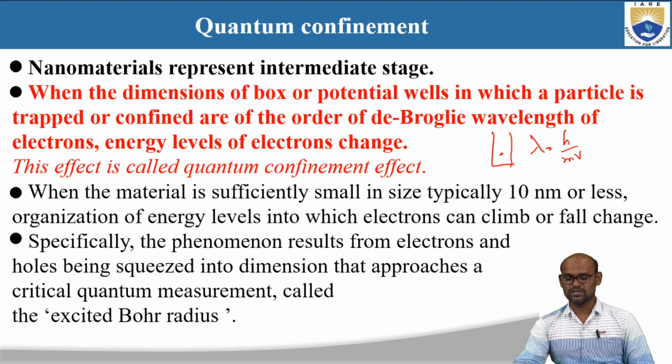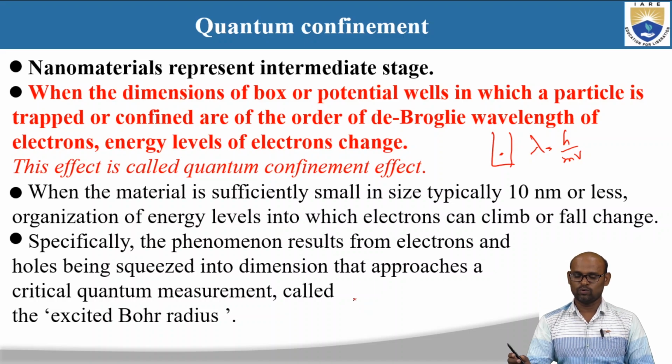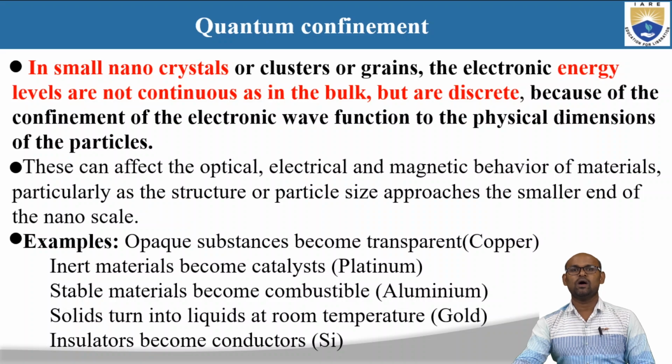When the material is sufficiently small in size, typically 10 nanometers or less, the organization of energy levels into which electrons can climb or fall changes. Specifically, the phenomenon results from electrons and holes being squeezed into a dimension that approaches a critical quantum measurement called the exciton Bohr radius. So in small nanocrystals, clusters or grains, the electronic energy levels are not continuous as in bulk, but are discrete.